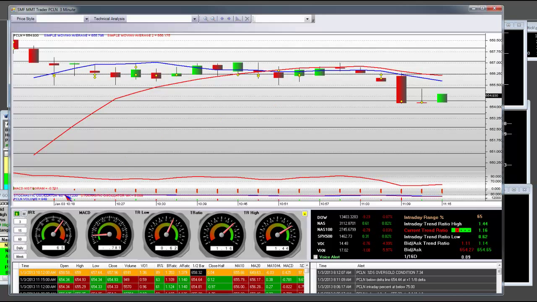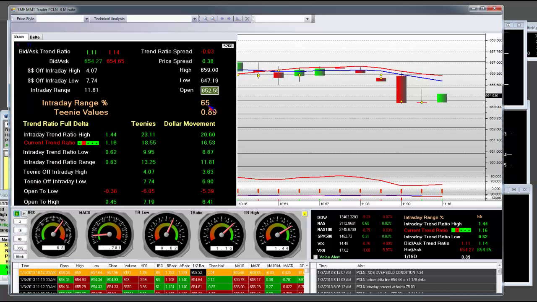And Priceline right now over here is burning a 65 IR. It's 89 cents per teeny line, and I'm printing a 1.16 ratio that equals 18.55 teenies, which equals $16.53. How do you like that? And that's the SMF exchange model. That's what we do, and it basically addresses high-frequency algorithmic programs that are used to buy and sell.